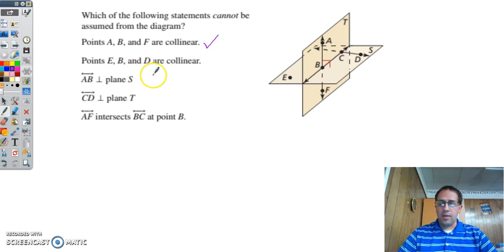Alright. E, B, and D are collinear. We've got E, B, and D. Well, it looks like they're in a line, but are they? I don't know. There's no line drawn. It's hard to tell. So this one we cannot assume to be true.